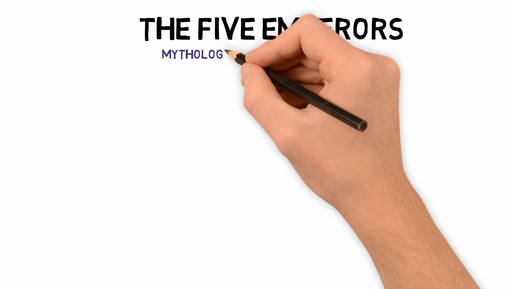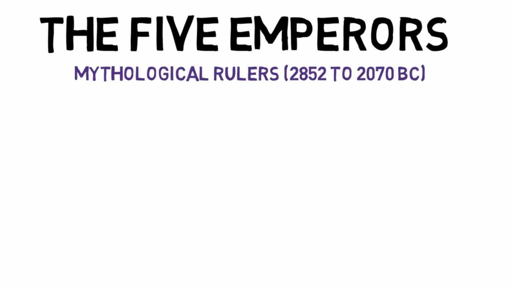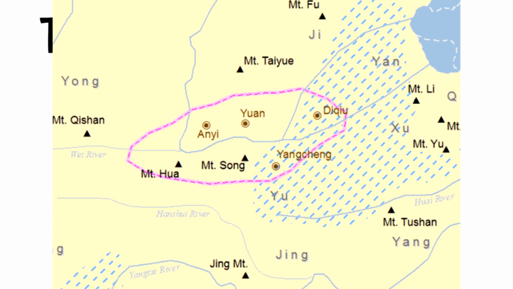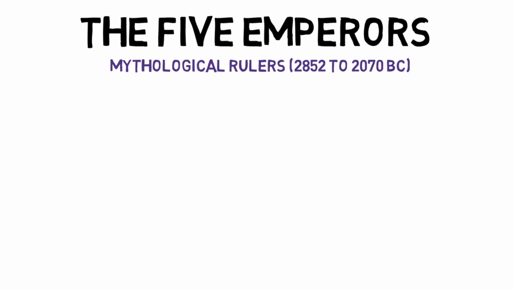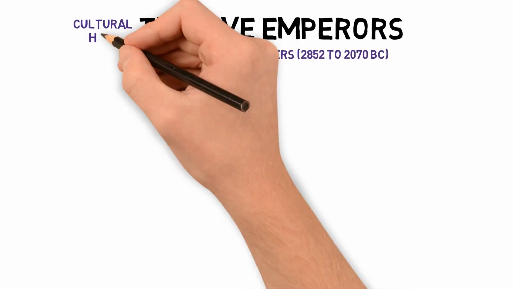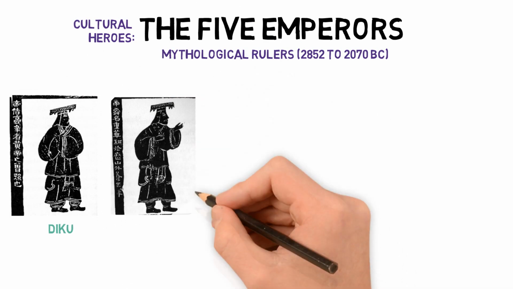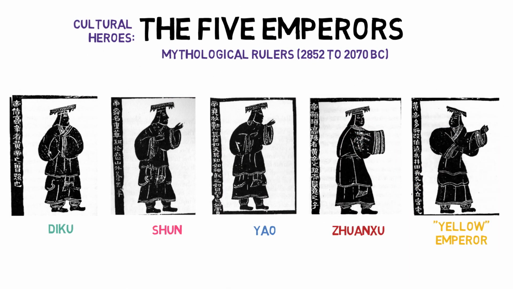These, along with the 3 sovereigns, were a group of mythological rulers who supposedly ruled a region of China from 2852 to 2070 BC. It's almost certain that they did not exist, but they are considered cultural heroes up to today. There is no flag attributed to them, but there are, however, some depictions of them which arguably could be the way through which they would be represented.